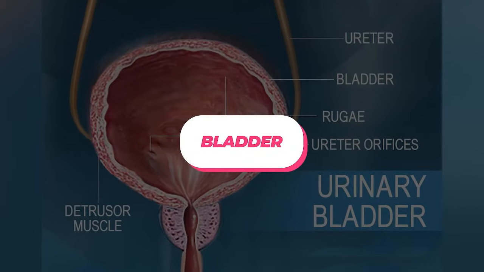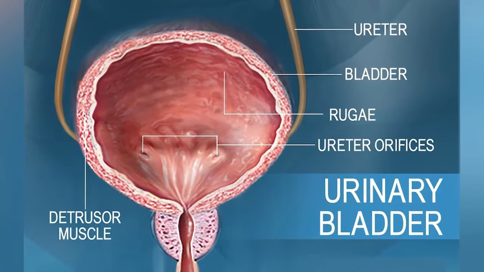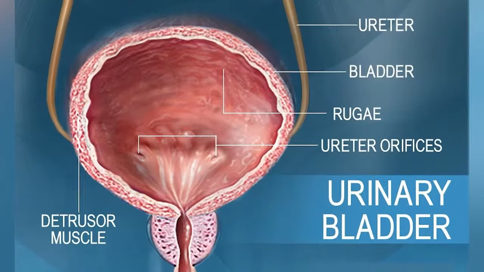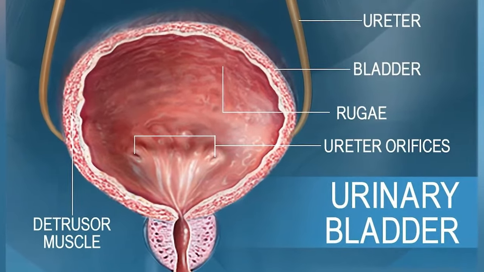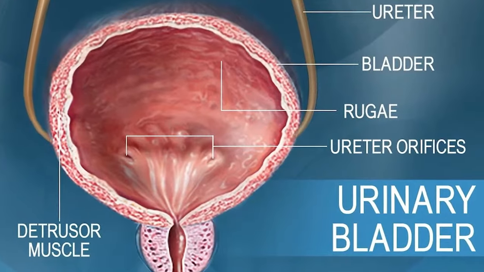Bladder. The bladder is a muscular sac located in the lower abdomen that stores urine until it is eliminated from the body. The walls of the bladder are composed of smooth muscle, which allows the bladder to expand as it fills with urine.